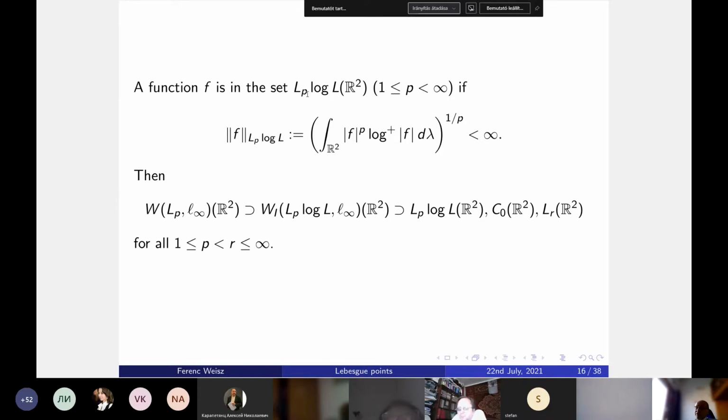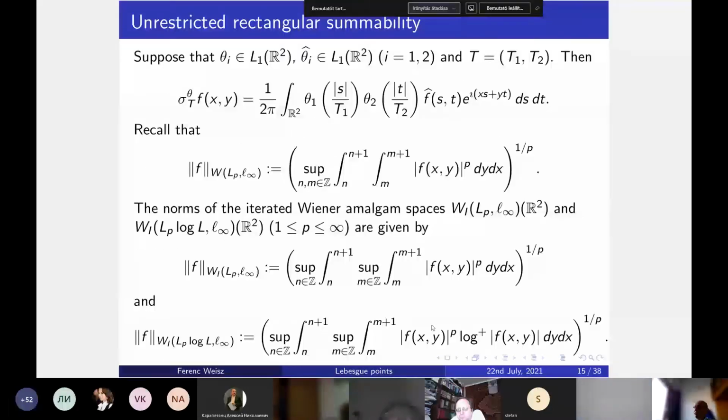The definition of LP log L is well known, I think. F is in the set LP log L if this integral is finite, so the integral of f to the power p times log plus f. So here this is the same as in the definition before. Here I integrate over unit intervals and take the supremum in this order.